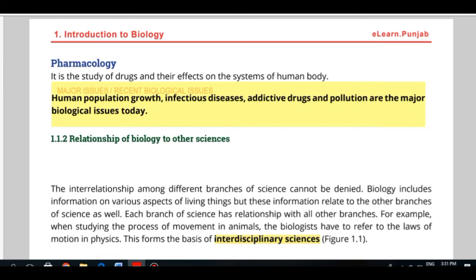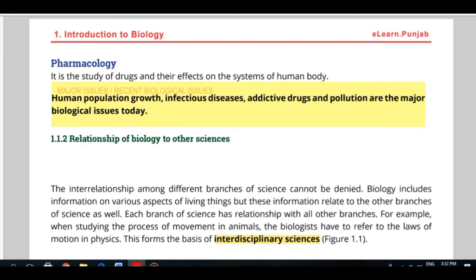Okay, then we have one more box over here that is explaining the recent biological issues of recent times. That is, human population growth, infectious diseases, addictive drugs and pollution are the major biological issues that exist in the recent world, in today's world. So these were the branches and the divisions of biology till here, and starting from the background of science, defining biology, and the divisions and branches, we have looked over here.